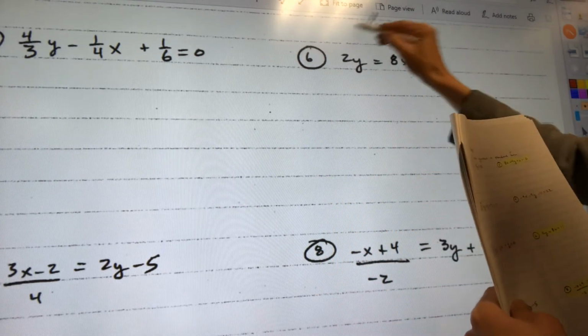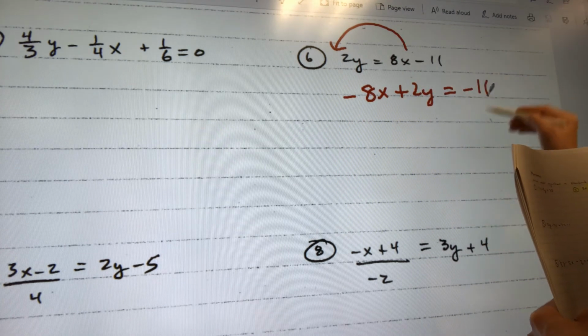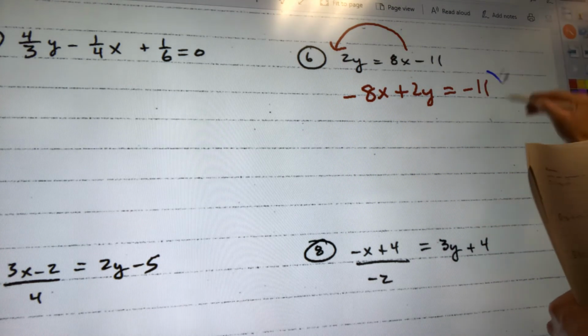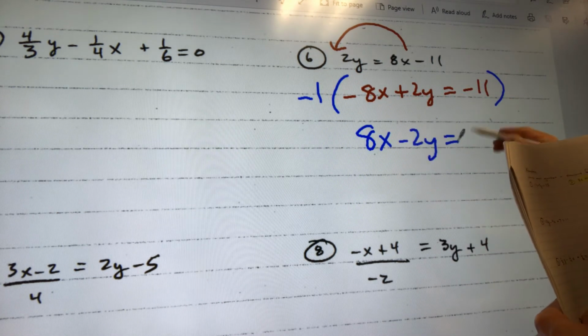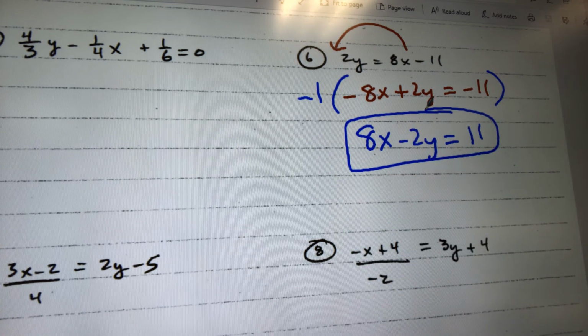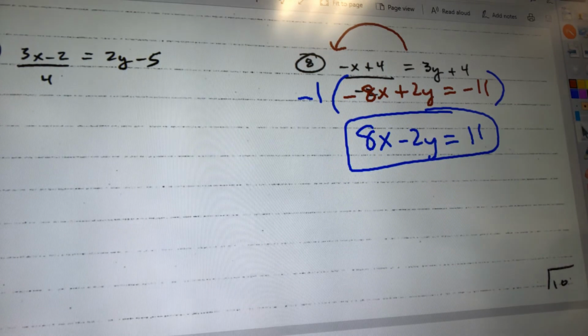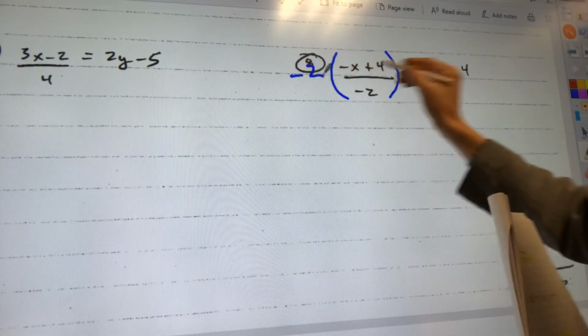Number 4, move that over. Negative 8x plus 2y is equal to negative 11. And multiply everything by negative 1 because x can't be negative in standard form. The leading coefficient is positive. And then number 8 here on this page. Multiply by negative 2.